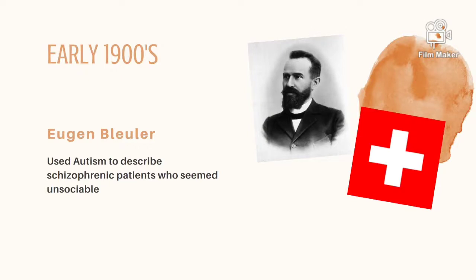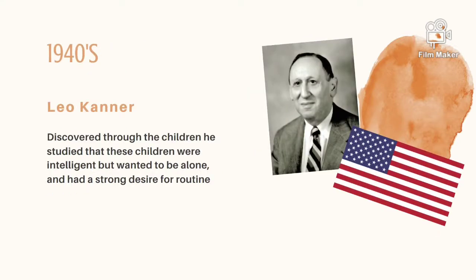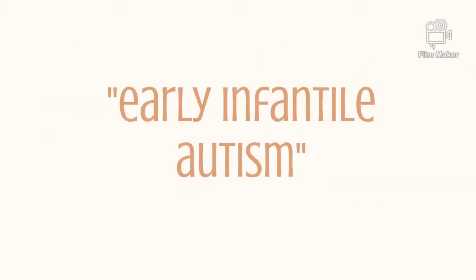In the early 1900s, Swiss psychiatrist Eugen Müller used autism to describe schizophrenic patients who seemed unsociable. Then, starting in the 1940s, an American psychiatrist, Leo Kanner, discovered through the children he studied that these children were intelligent but wanted to be alone and had a strong desire for routine. This was known as early infantile autism.